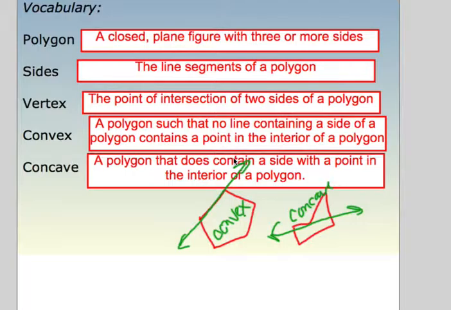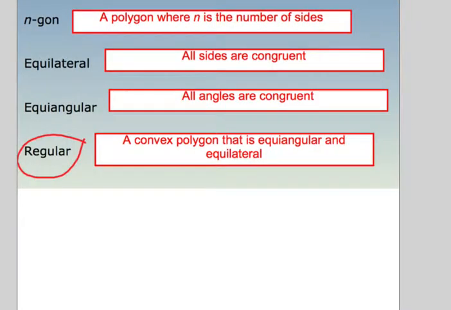I often like to say that convex is just not concave if you're just wanting to remember the concept, but if you want to study the vocabulary, here's the technical definition. You might pause it here to write down the vocabulary terms. Here are the rest of the vocabulary terms.